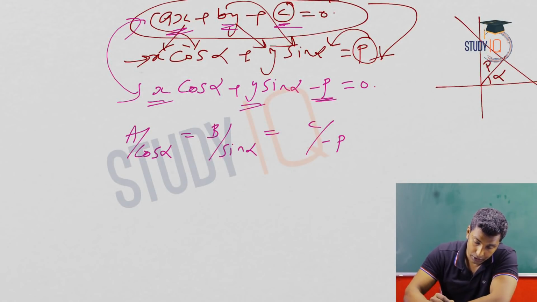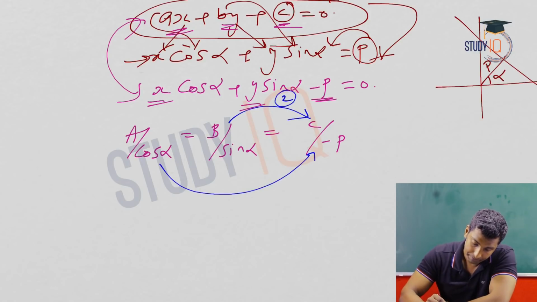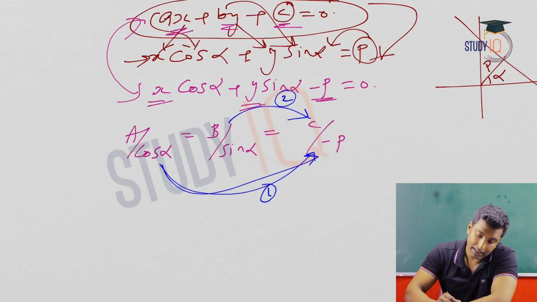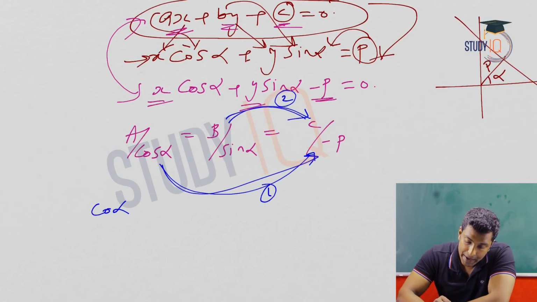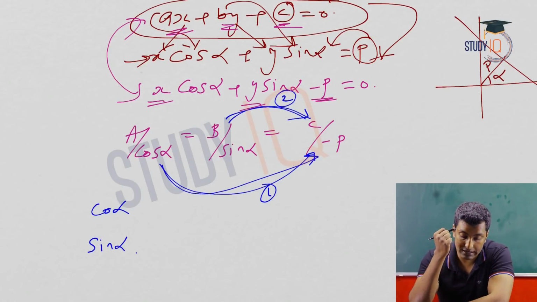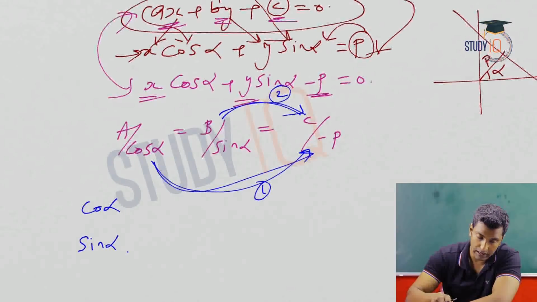Now what you need to do is compare this two and this two. Okay, so this is the first comparison. When you compare this, you get cos alpha. When you compare this, you get sin alpha. So I want you to get the value of cos alpha and sin alpha. Take a minute and compare this, and get the value of cos alpha and sin alpha.